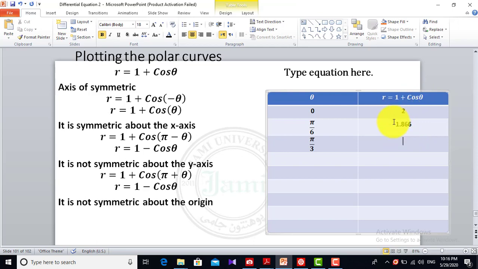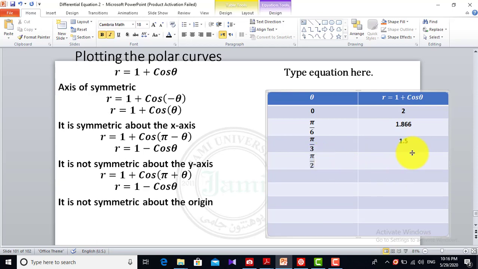0.5 plus 1 is 1.5. So the next one I will be giving, for example, pi by 2. So if I give pi by 2, cos pi by 2 is 0. 0 plus 1 is how much? I will be getting 1.